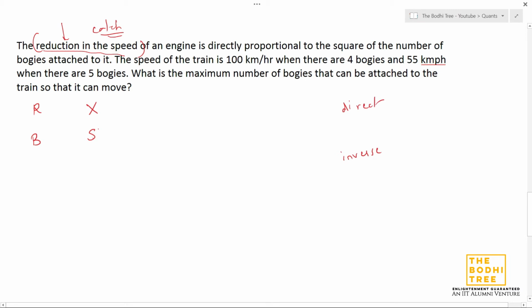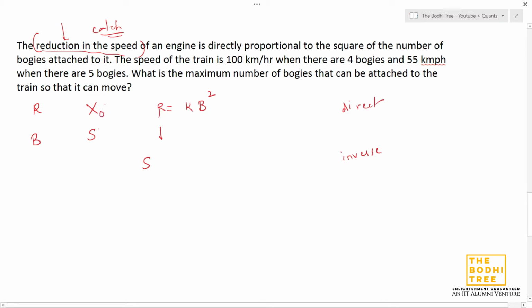So let's see what they are trying to say, right? What are we trying to understand? Let's see that. The reduction in the speed of an engine is directly proportional to the square of the number of bogies. So reduction is r. So it is going to be directly proportional to, let's say the constant is k, directly proportional to the square of the bogies. And this reduction is nothing but the speed, right? This is the speed, and this is the speed of the engine without any bogie being attached to it.